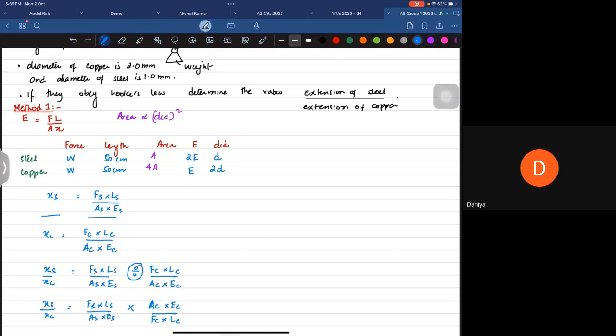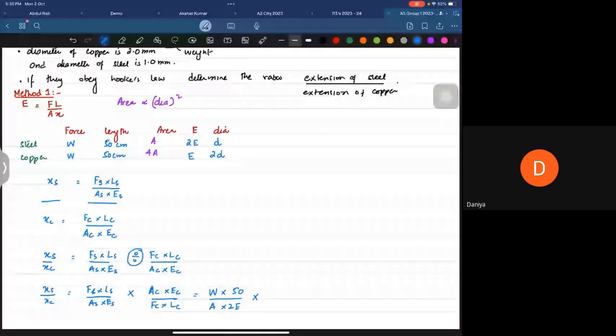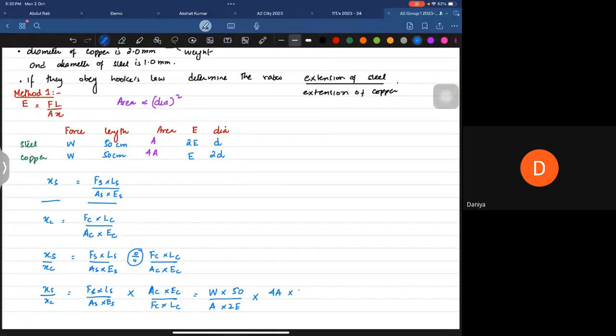Now simply put all the values that we've gathered in the table. For steel, the force is W, the length is 50, the area is A and the Young modulus is 2E. And then the other one is copper: the area of copper is 4 times A, the Young modulus of copper is E, the force of copper is W, and the length of copper is 50.